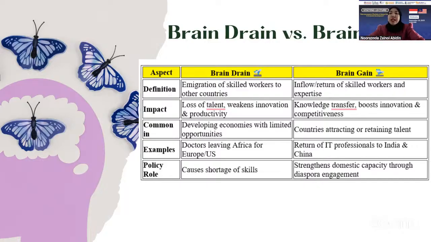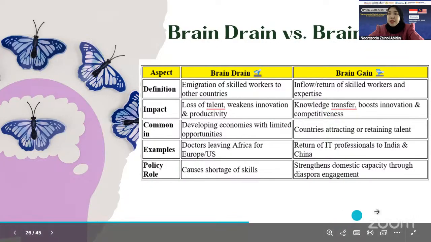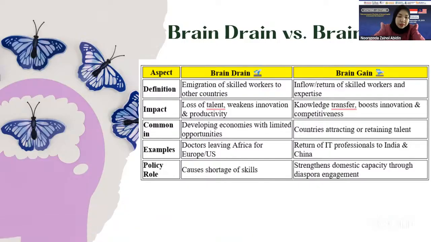Okay, so the policy role for brain drain is that it causes a shortage of skills, when skilled workers move to another country that offers more or better. For brain gain, it strengthens domestic capacity through diaspora engagement.